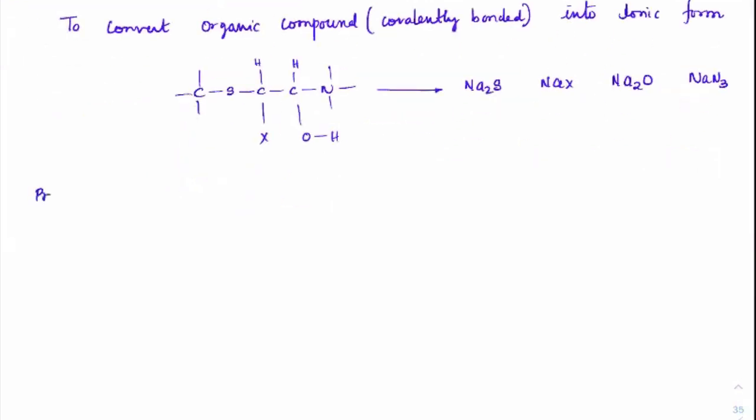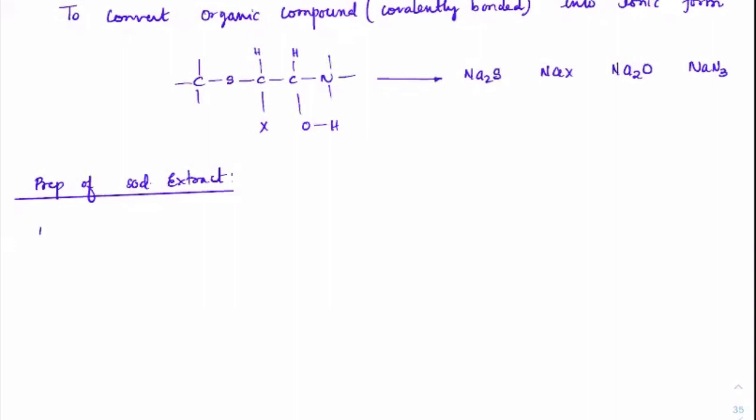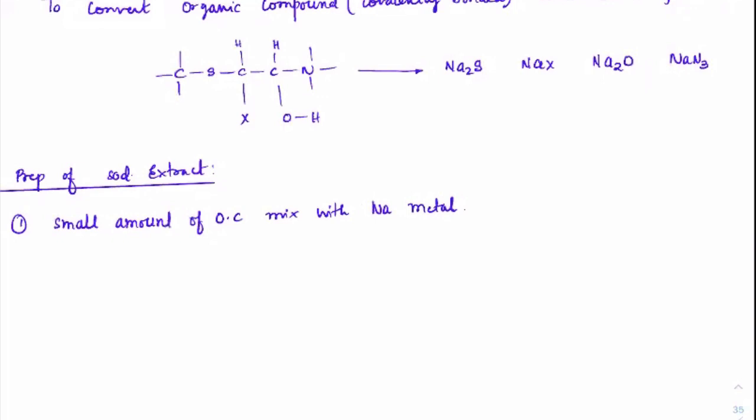Let us see that, the preparation of sodium extract. To prepare sodium extract, first we take a small amount of organic compound and mix it with sodium metal, Na metal, which means we add sodium metal to the organic compound. This is to be done in a fusion tube. A fusion tube is a glass tube. Got it?